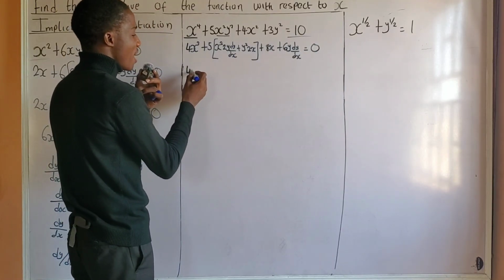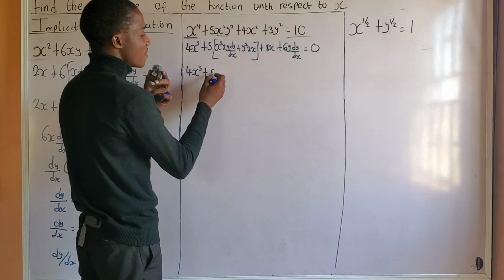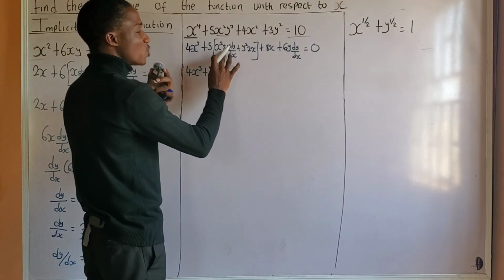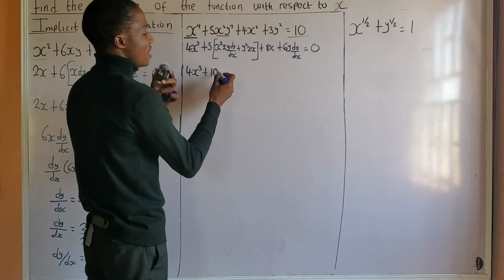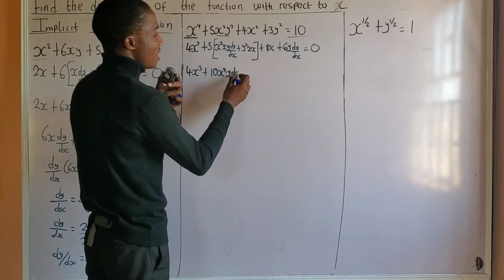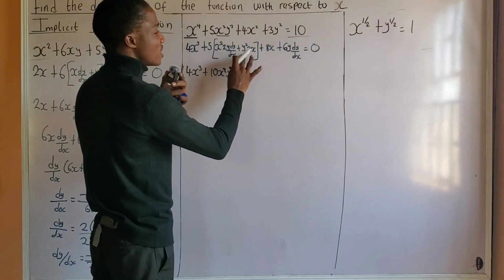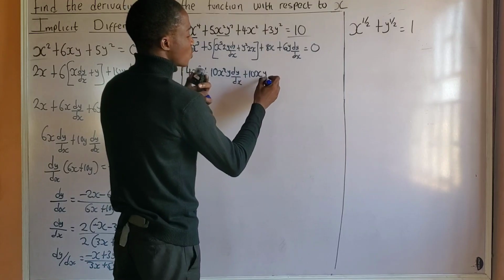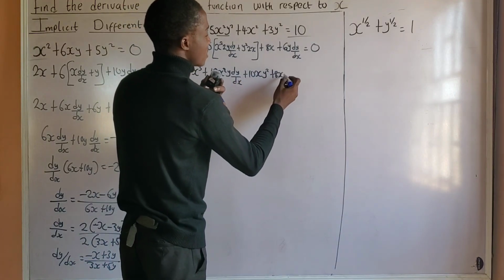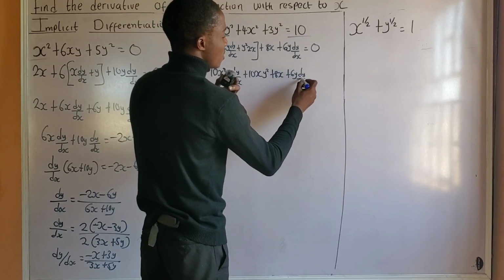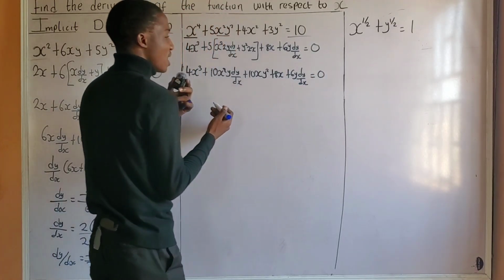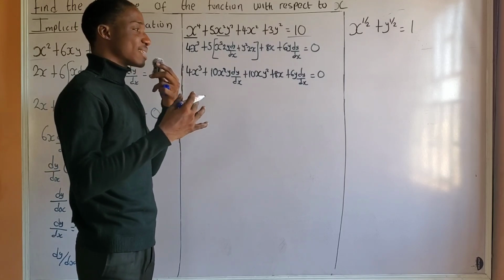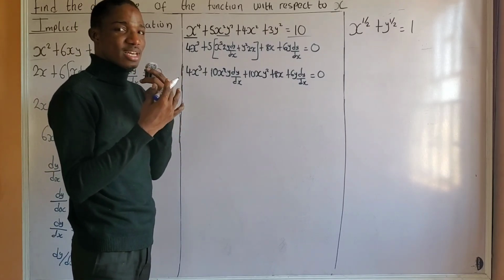For this, I'm going to have 4x raised to the power of 3 plus 5 times x squared times 2y. 5 times 2 is what? 10. So I'm going to have 10x squared y dy over dx. 5 times y squared times 2x is what? Plus 10xy squared plus 8x plus 6y dy over dx equals to what? 0. Now, having gotten to this point, the next step is that you have to separate the term that is attached to dy dx. Are you getting it? Separate the term that is attached to dy dx.